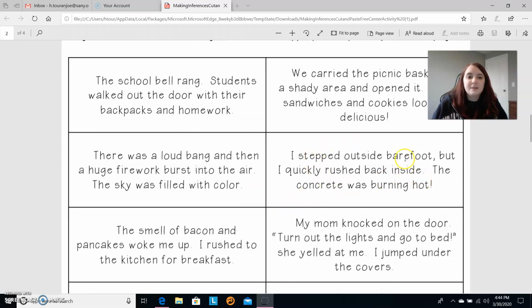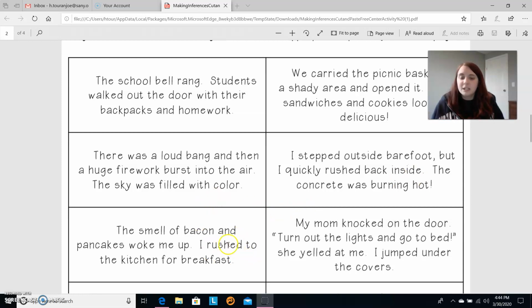Next one. I stepped outside barefoot, but I quickly rushed back inside. The concrete was burning hot. So the text says the concrete was hot. I stepped outside, quickly rushed back inside. Okay, well, the fact that the concrete is hot, why would the concrete be hot? Well, I know that in the summertime, when the sun's out for a lot, that actually turns that concrete really hot. So this must be daytime.